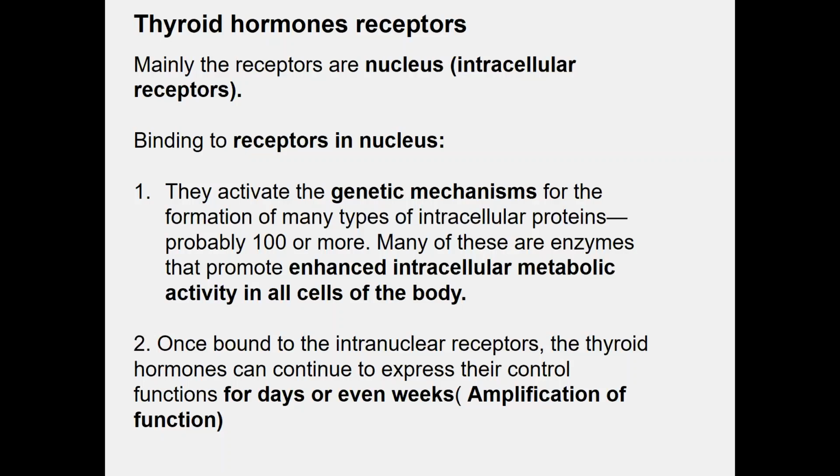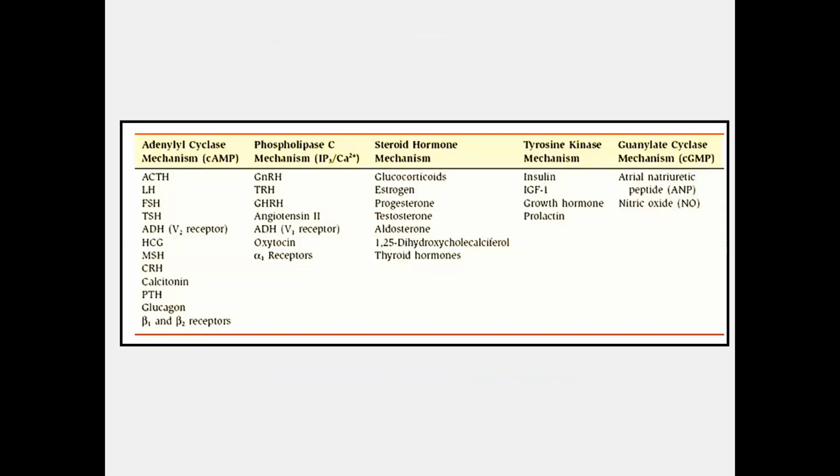The second effect of binding thyroid hormones to its receptor is that it will increase or control its own function or its own levels, and this we call amplification of function. So by that, the thyroid hormone function can last for days or even weeks. Now, this table summarizes the hormones and different types of receptors for these hormones. And in the next lecture, we will start with the hypothalamus and pituitary glands.